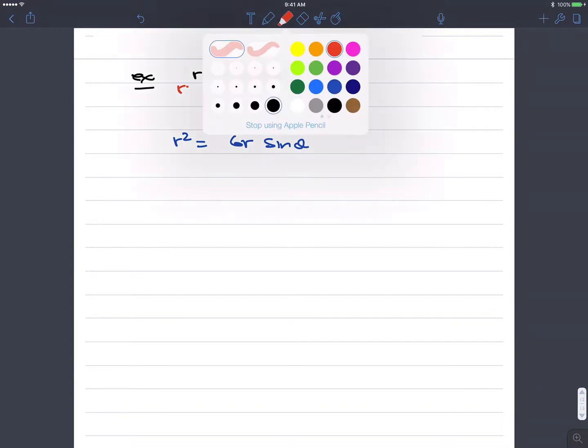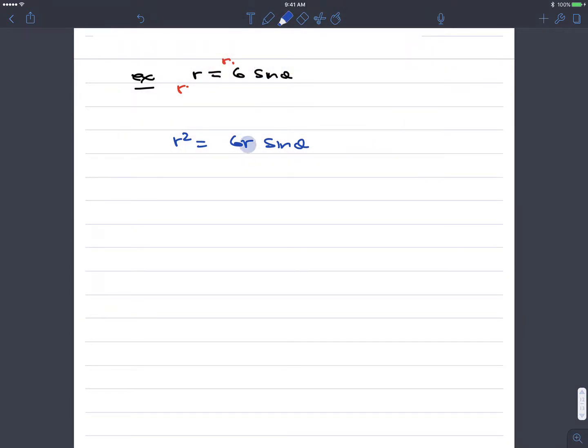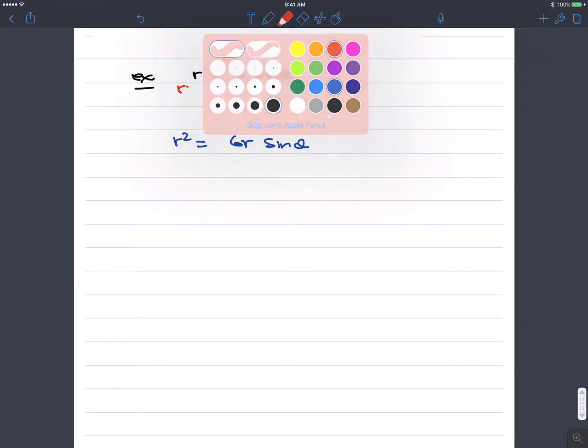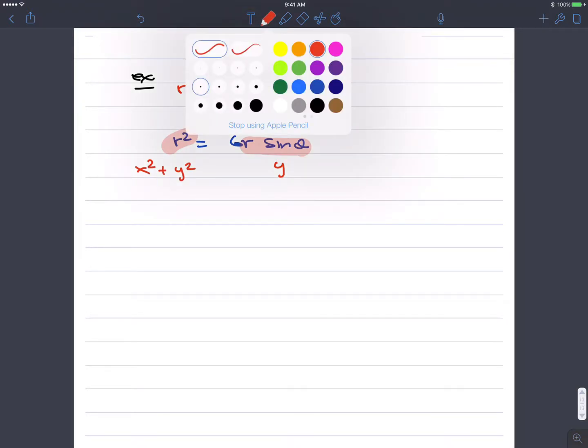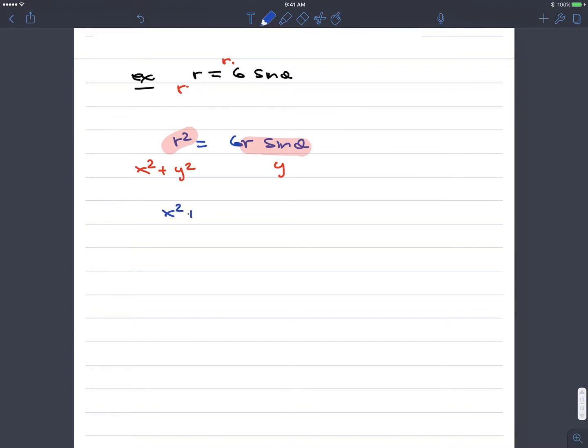Now they gave this to you because hopefully you're going to recognize what this is right here. What's r sine theta and what's r squared? You guys want to tell me what r sine theta is? Good. What's r squared? Good. So we get x squared plus y squared becomes 6y. Did you convert to rectangular? The answer is yes.